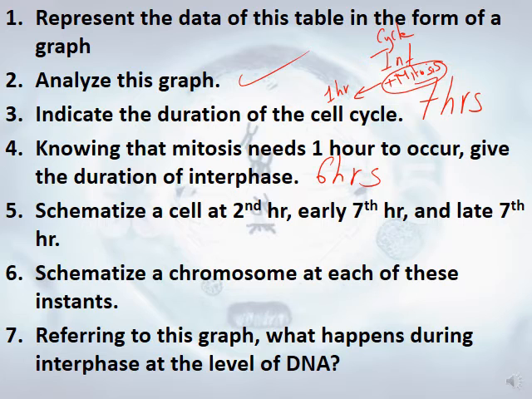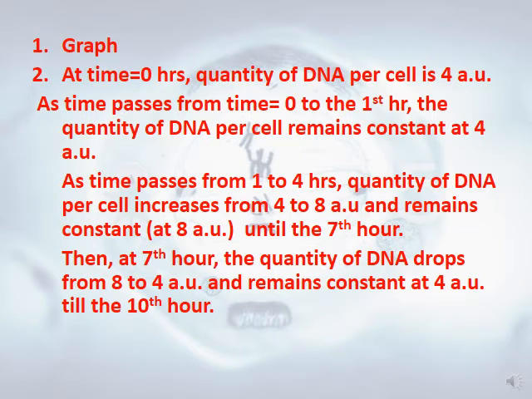Schematize the cell at the 2nd hour, early 7th, and the late 7th. So you have to draw the chromosomes at these times. Schematize the chromosomes at each of these instances, also 1 chromatid or 2 chromatids. What happens during interphase? You have to know that during interphase we have duplication or replication of the quantity of DNA per cell.